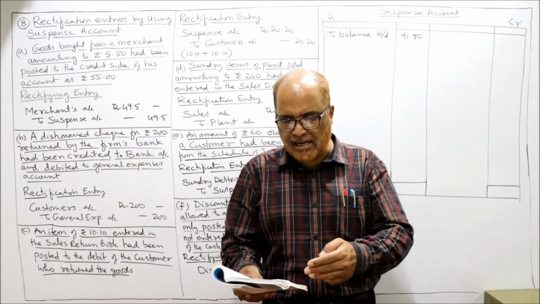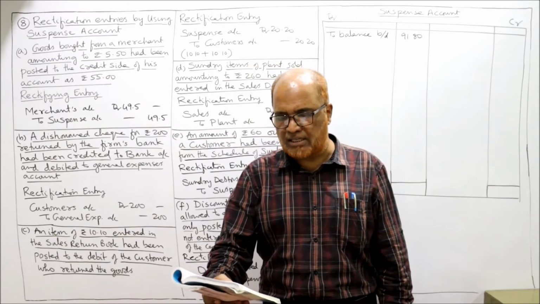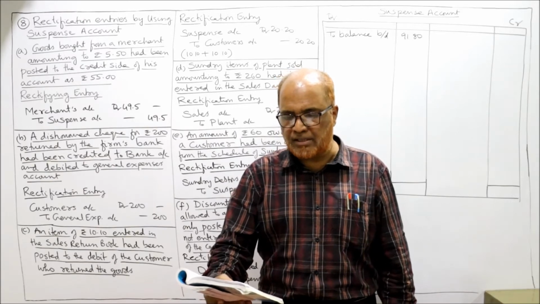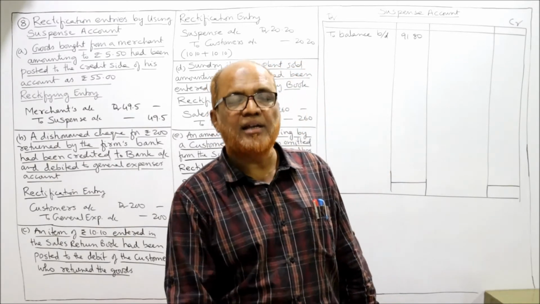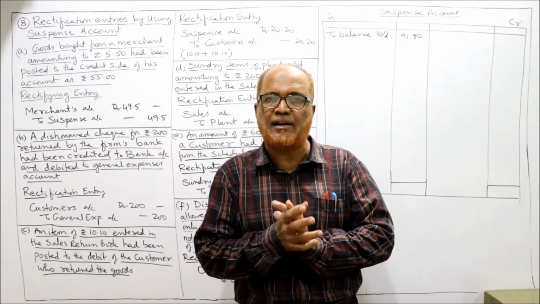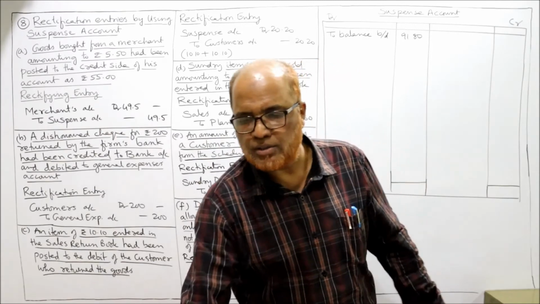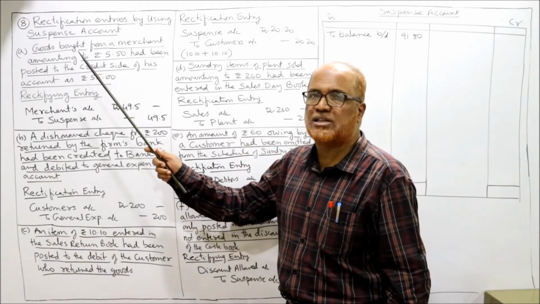Now, the errors are given A, B, C, D, E, F. Draft the journal entries necessary for rectifying the above mistakes. Prepare the suspense account. It is asking you to make the rectifying entries, and after passing the entries, we are required to prepare the suspense account. Now, see here carefully, one by one error we will rectify.